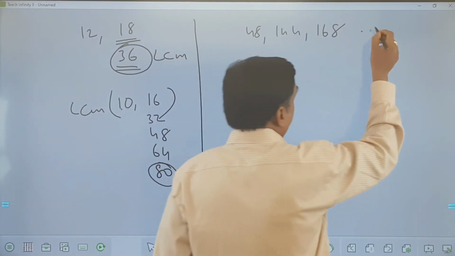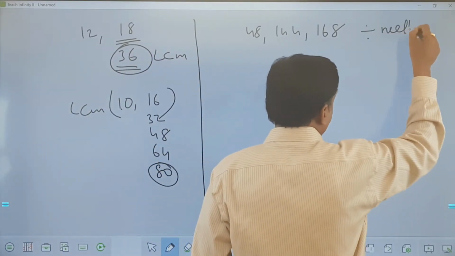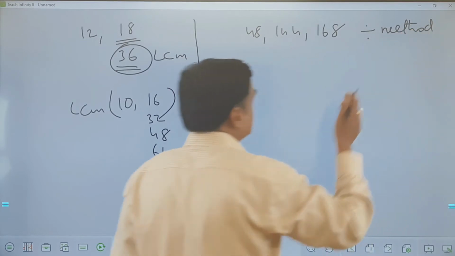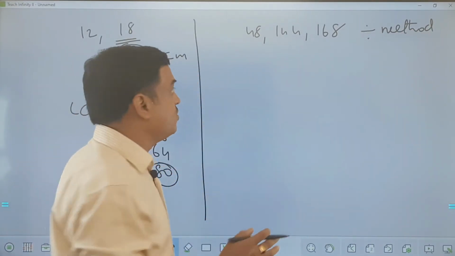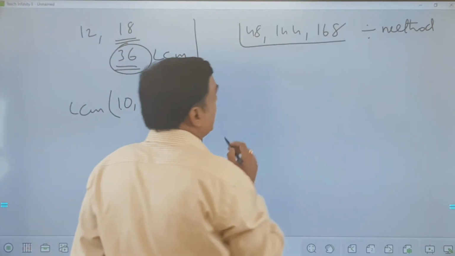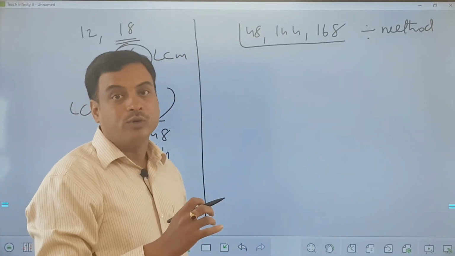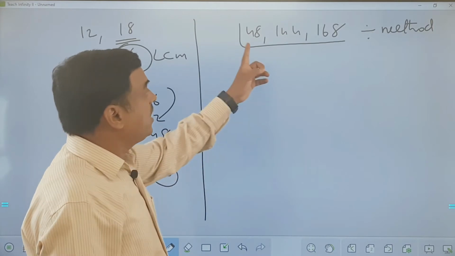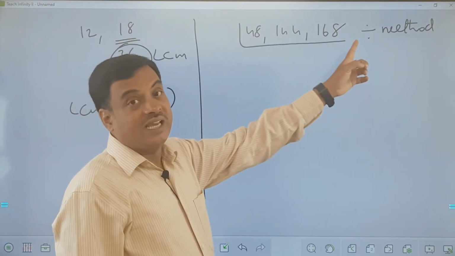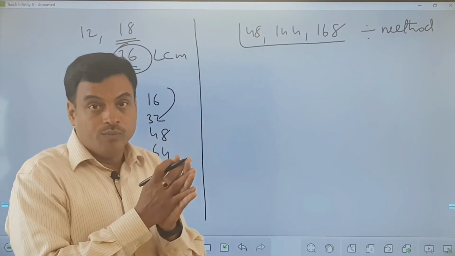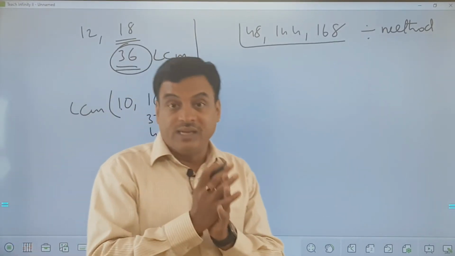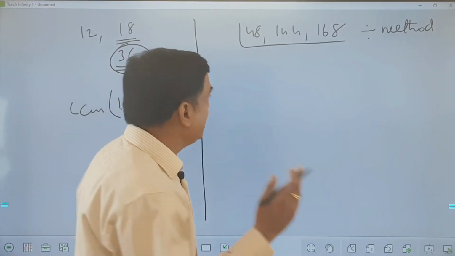This method is called the division method, which is learned in schools. It's not a new method which I am teaching. I am teaching the method which is normally taught in schools. So here I'll divide by the most common number in all of them. Like I see 48, 144, 168, all three of them are divisible by 2. I can divide by 2. All three of them are divisible by 3 also. So I can divide by 3, and that goes on.